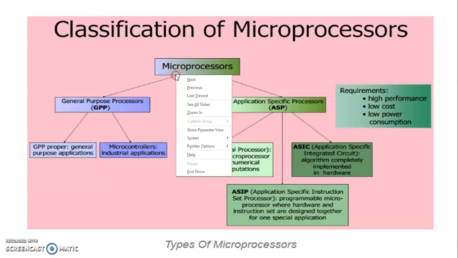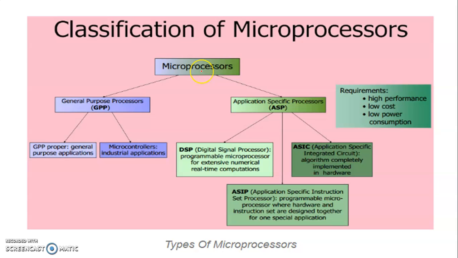In the classification, we can see that in the microprocessor we have two: general purpose processor, GPP, and application specific processor. In general purpose processor, we have a general purpose application and a microcontroller, that is for industrial application. In ASP, we have digital signal processor, that is a programmable microprocessor for extensive numerical real-time computation.